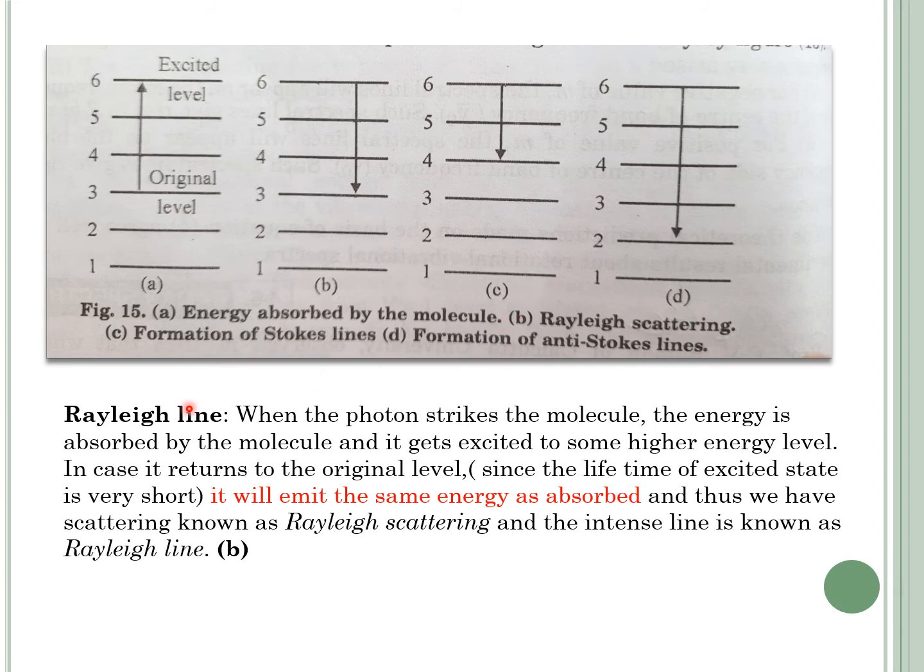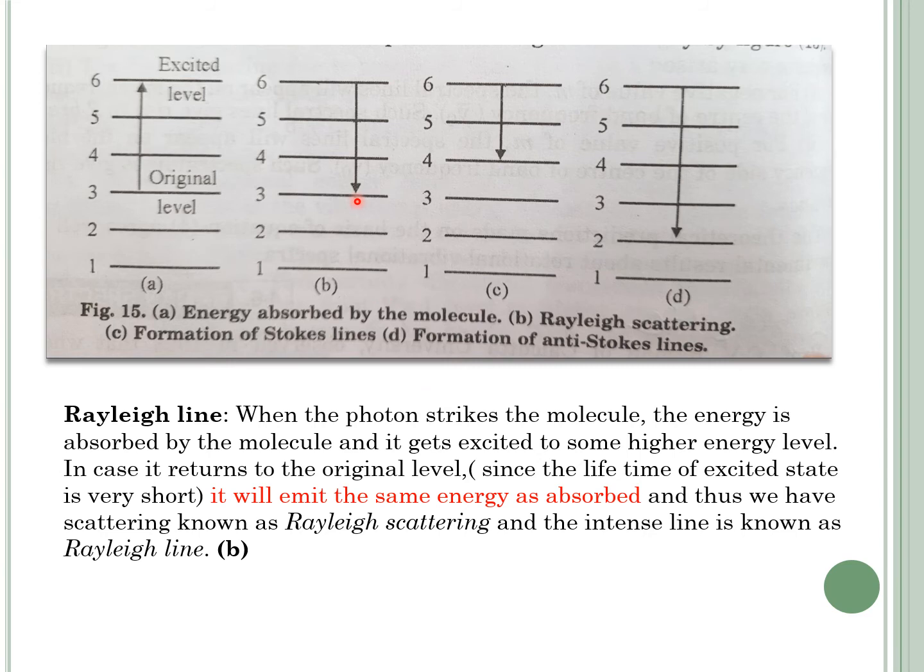Let us describe the Rayleigh line. When the photon strikes the molecule, or if the molecule absorbs radiation, the energy is absorbed by the molecule and it gets excited to some higher energy level. In case it returns to the original level, here you can see the light is returning to the original level. Since the lifetime of the excited state is very short, it will emit the same energy as absorbed.